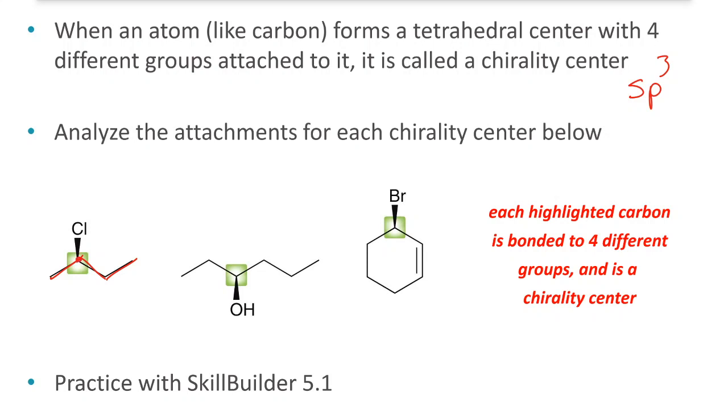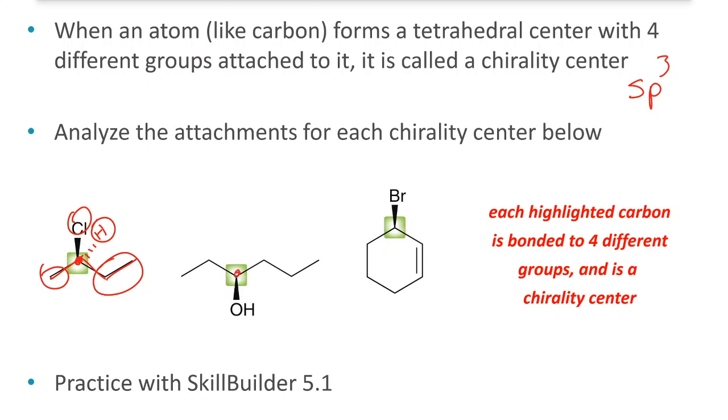This is 2-chlorobutane, and it has a chlorine attached at the second carbon. So what is attached at this carbon? We've got chlorine, hydrogen, methyl, ethyl. So there are in fact 4 different groups attached to that carbon, so this carbon is chiral.